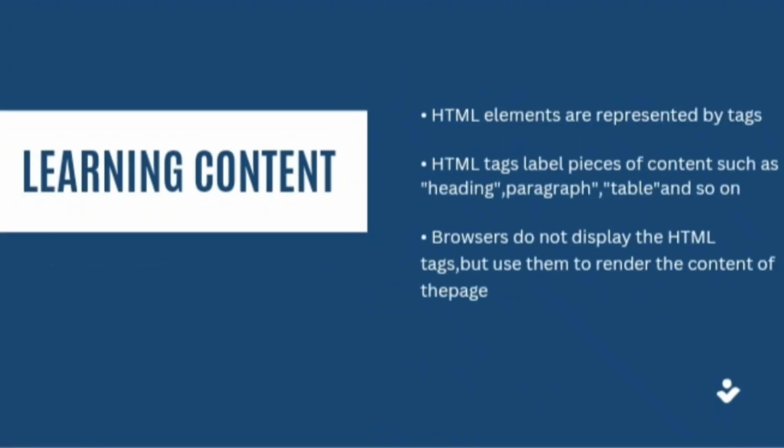Learning content. HTML elements are represented by tags. HTML tags label pieces of content such as heading, paragraph, table, and so on. Browsers do not display the HTML tags but use them to render the content of the page.